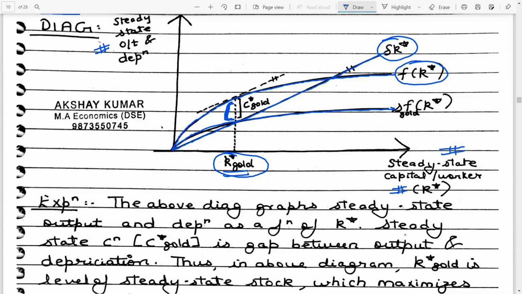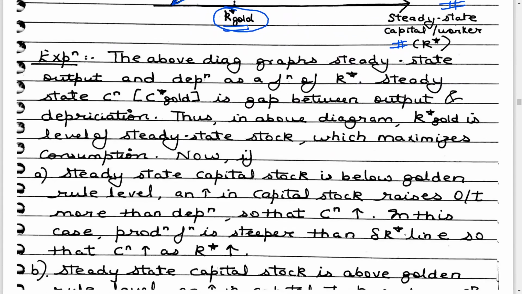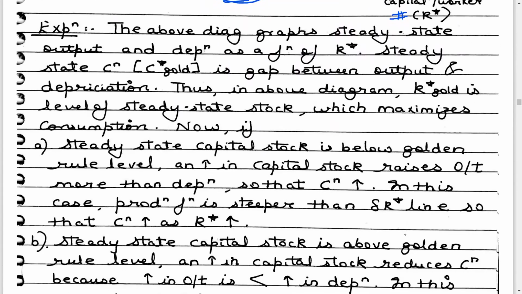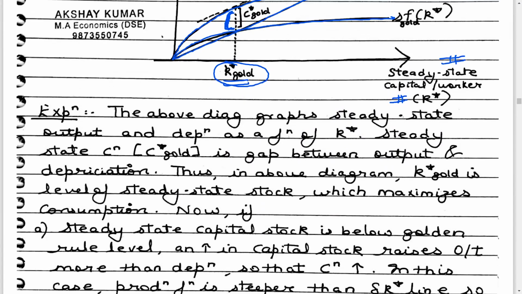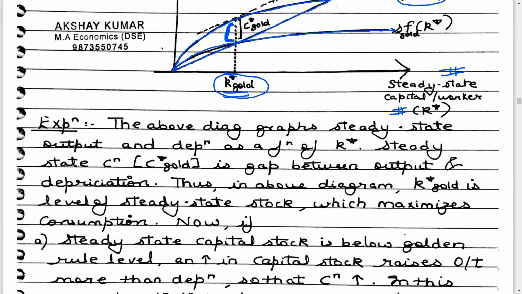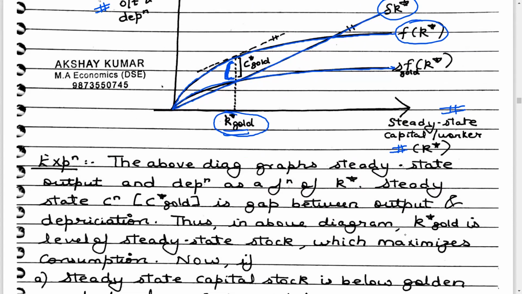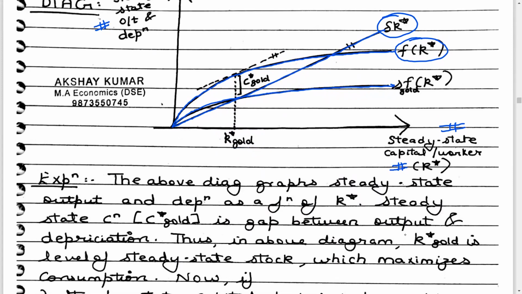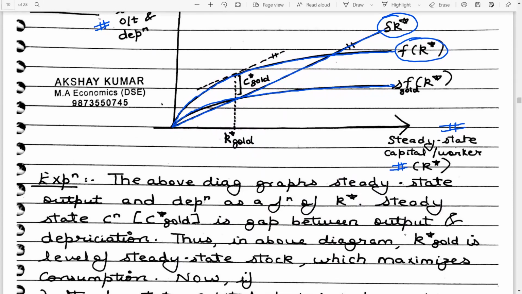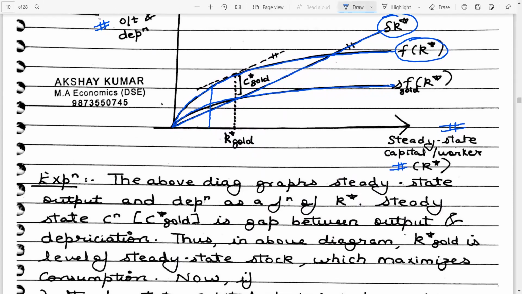Okay, so I hope students have understood this particular case. You can clearly see if you choose a steady state level of capital stock below K star gold. Suppose, guys, I choose, so first of all, let me erase this, a level of capital stock per worker below K star gold. Now, guys, if I choose this, what is happening?